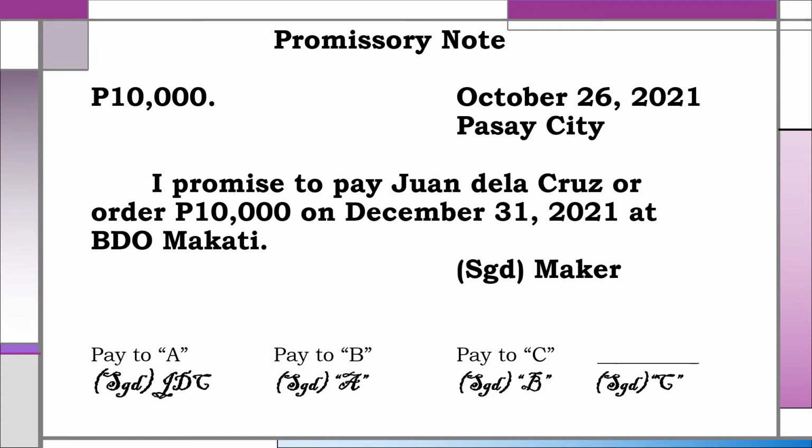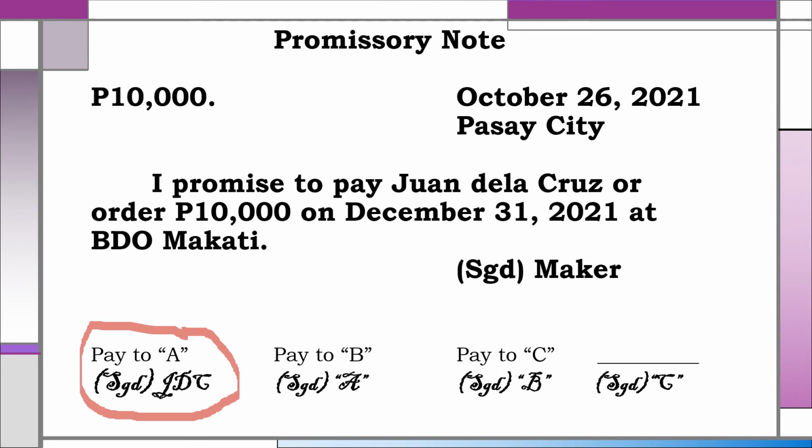So here is an example of a promissory note again in favor of Juan de la Cruz, the payee, for 10,000 signed by the maker. The payee becomes the first endorser, and he endorses the instrument to A, the endorsee, and he affixes his signature below the endorsement. Sabi niya, pay to A, signed Juan de la Cruz, meaning the new payee now is A.